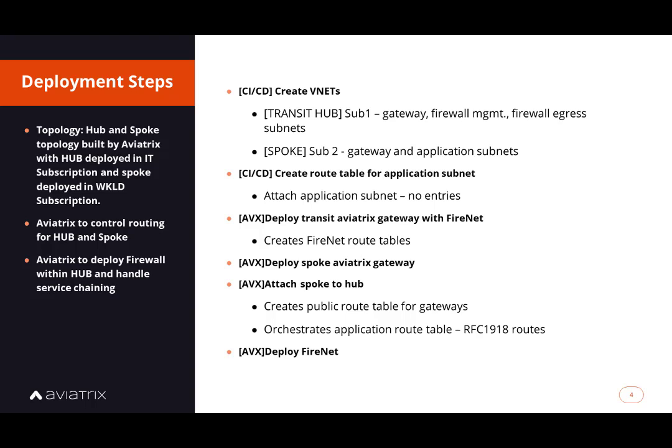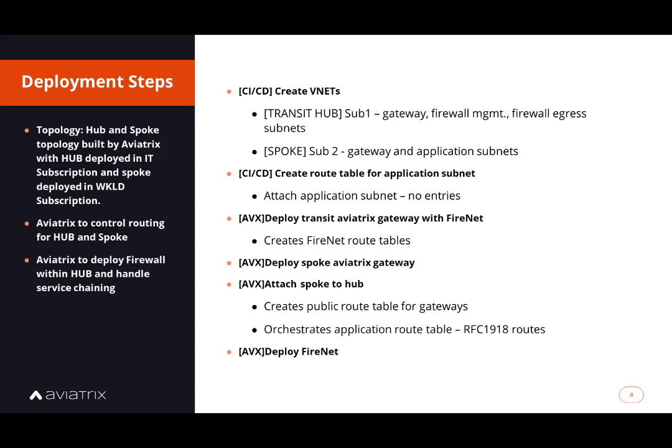In subscription 1, we will build out our hub VNet with a subnet for our gateways. In the lab, I also built a subnet for firewall egress and firewall management to deploy the Aviatrix FireNet feature, which orchestrates the deployment of next-gen firewalls. Within subscription 2, we will build out Spoke VNet with a subnet for our gateways and an application subnet.